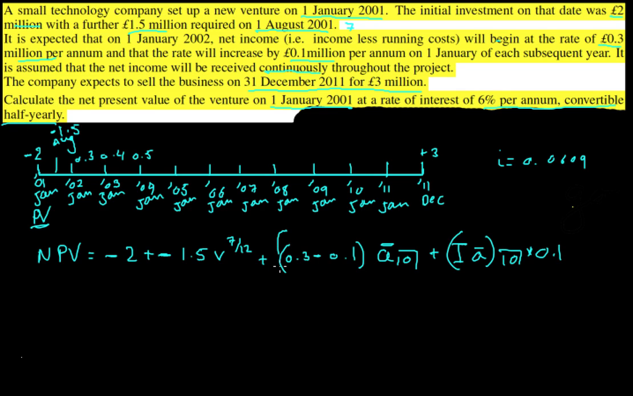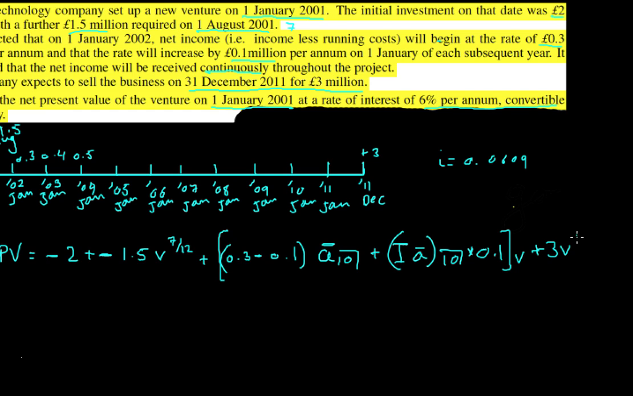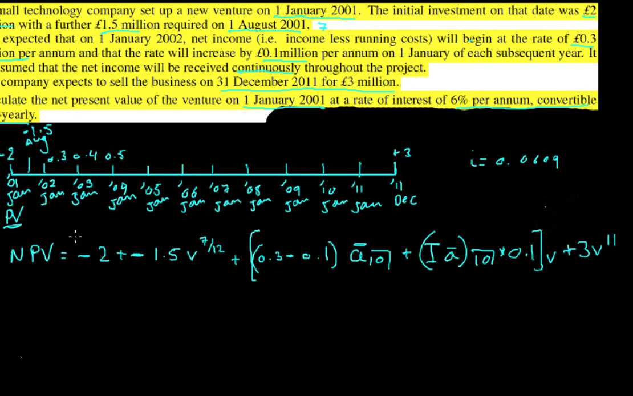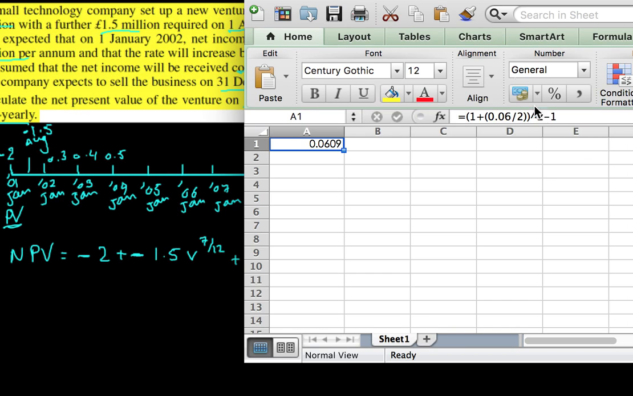Plus, well actually that whole thing is discounted then. So this whole bit over there goes back to the start of 2002. So to bring it back an extra year, we've got to times it by v, and then we're plussing 3 million v, going back 11 years. So in fact, I could just write that down. Doesn't quite all fit there on the screen, but that's what it is. So now in order to find this, all we have to do is just use Excel. If you just understand what's going on over here, then we're all good to go.